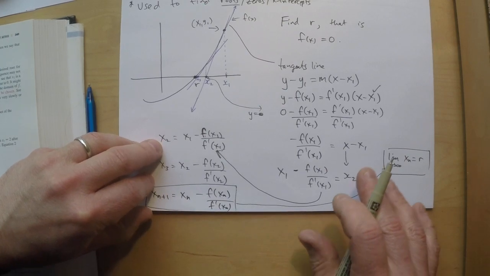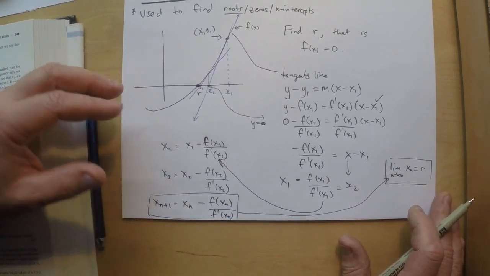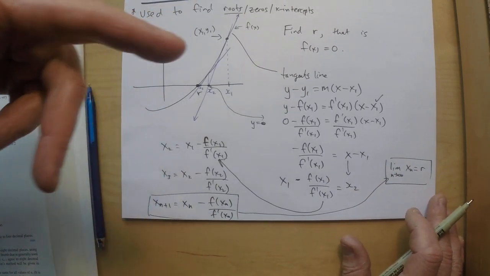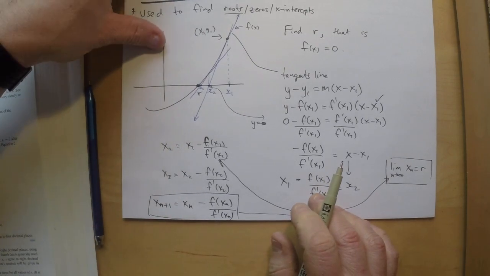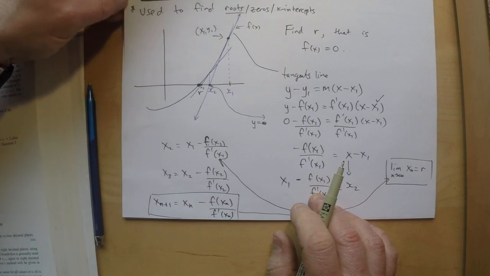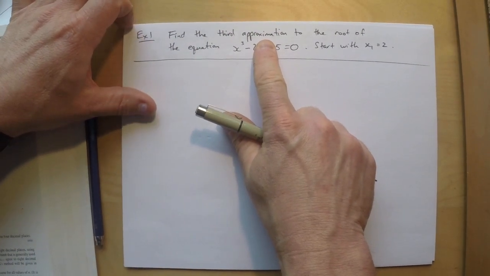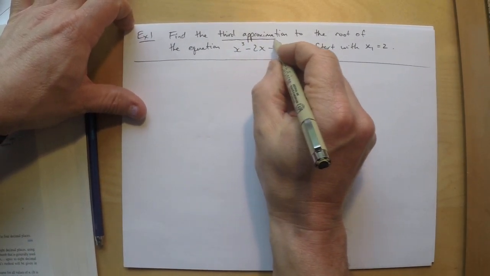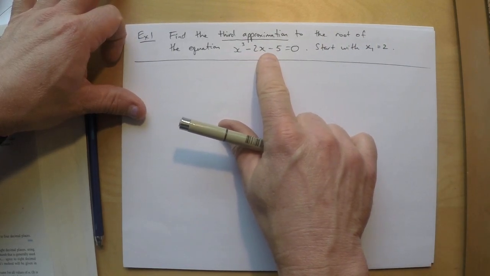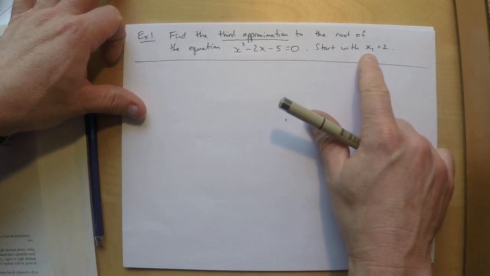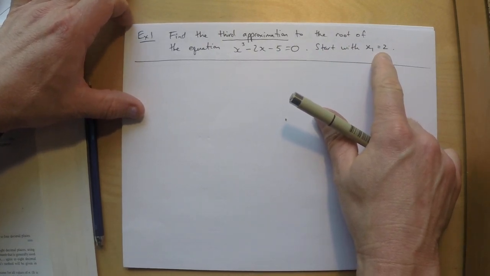Now for the usage of it, we're going to go through 2 examples, and the examples are really iterated. The process is not bad as long as you know this formula. All right, so here's the first example: find the third approximation to the root of the equation x cubed minus 2x minus 5 equals 0. Start with x1 equals 2.